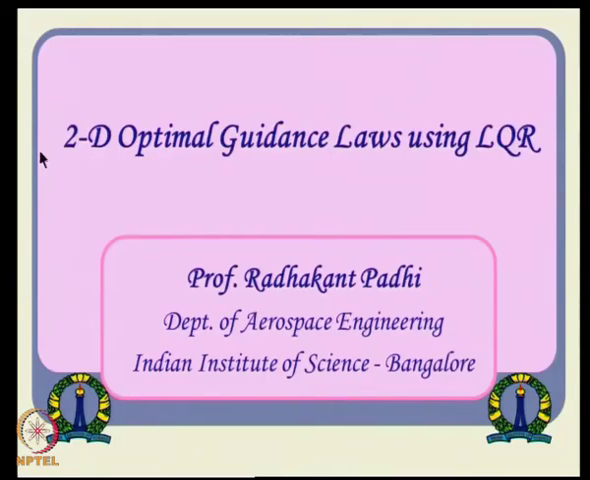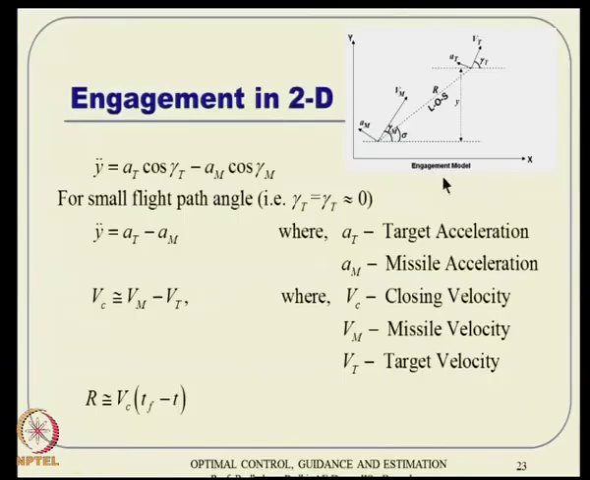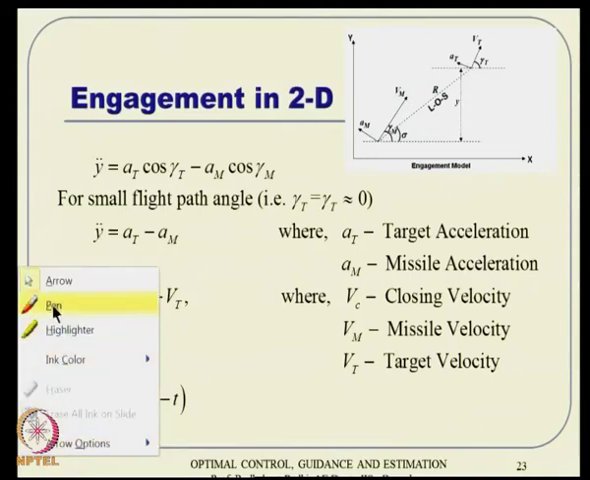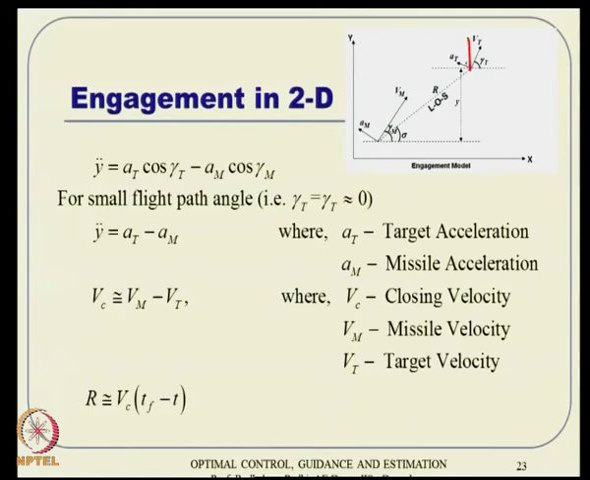So let us see that very quickly. This is what we are talking about: 2D optimal guidance laws using LQR. Here we will revisit the engagement scenario and ask what my y double dot is. Y double dot happens to be something like At times cos gamma t. If you put a vertical axis, then again this angle is going to be gamma t. So this is because At cos gamma t in the vertical direction minus Am cos gamma m, for the same reason, if you put it here.